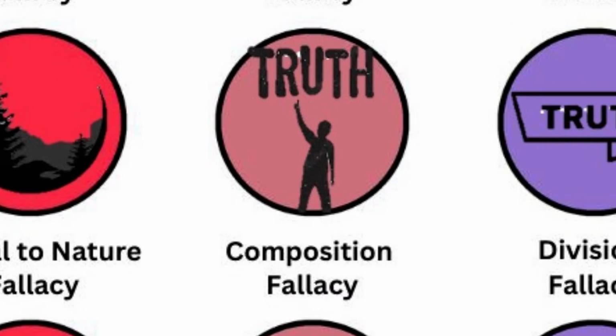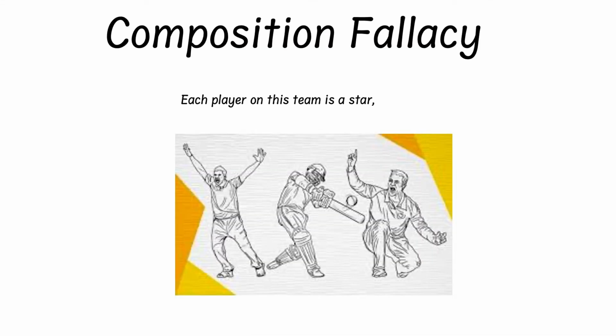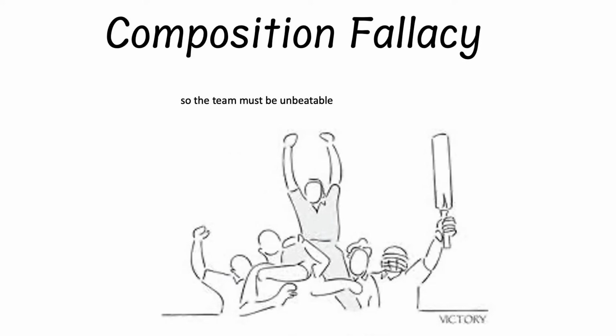Composition fallacy. The composition fallacy assumes that what is true for individual parts is also true for the whole. It overlooks the possibility that the whole may have different properties than its components.